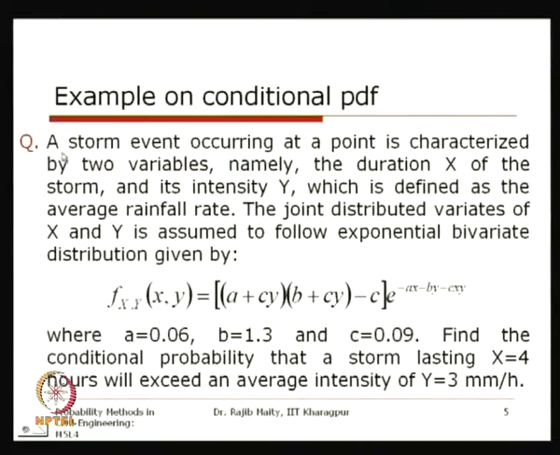So, this problem is on a storm event which is occurring at a point, and it is characterized by two variables: one is the duration of the storm event, and the second one is the intensity, or we can say the maximum intensity, of the storm event. In general, if we see the behavior of the storm event, then if the duration increases, the maximum intensity decreases, and vice versa. So there could be some probabilistic relationship between these two variables.